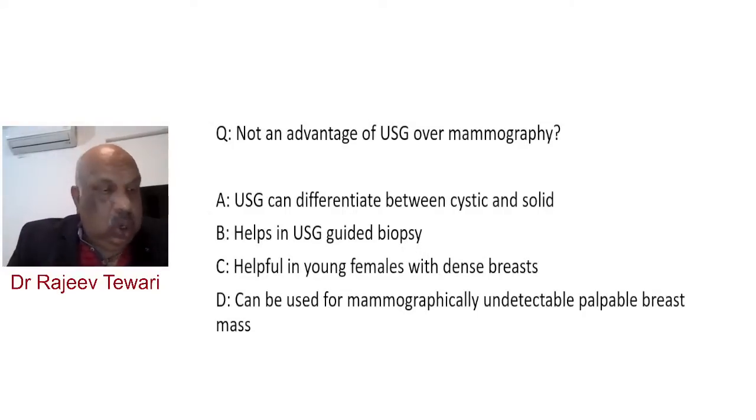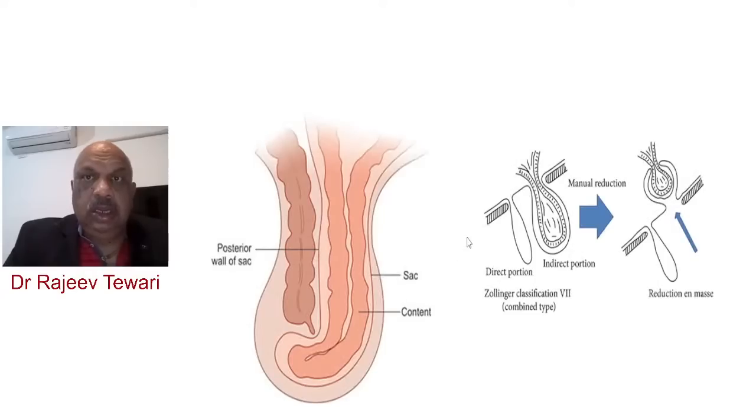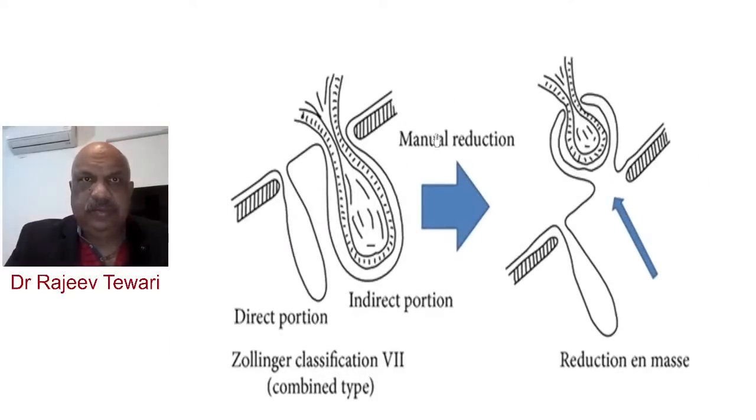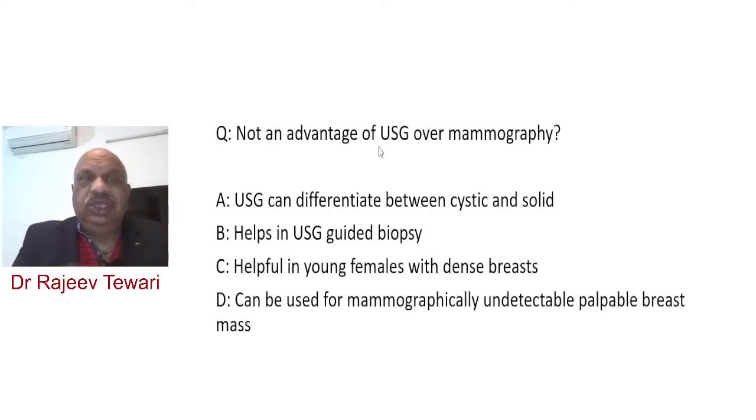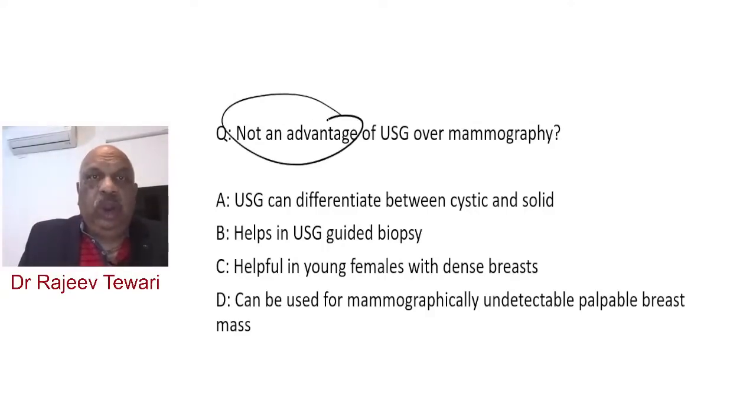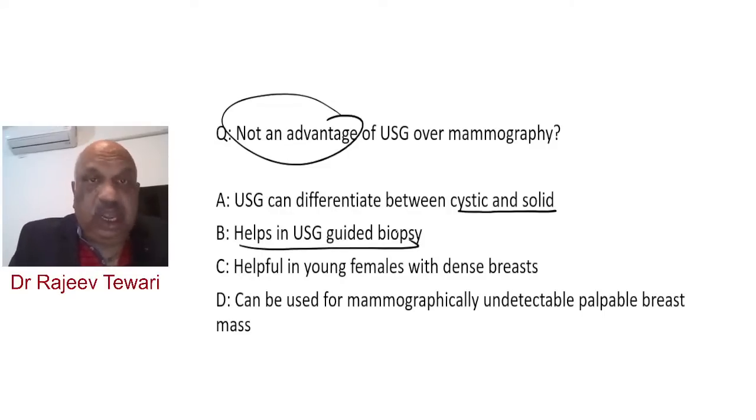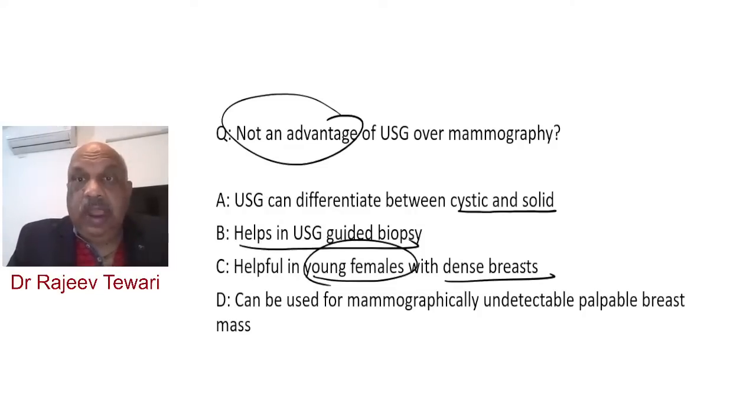Now see another question. Not an advantage of ultrasound over mammography. Okay, Ramkishore, thank you again. So this is the reduction in mass here. Okay? Yeah. So this question is more common sense rather than medical, we don't need too deep knowledge. Very superficial knowledge will suffice here. Not an advantage. Obviously, to differentiate cystic and solid, ultrasound is best. It does help in taking the biopsy, ultrasound guided biopsy. In young female with dense breast, mammography is useless. MRI is best, but ultrasound also is the first test.